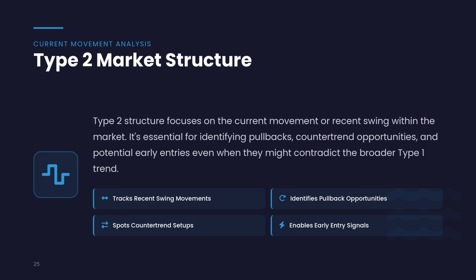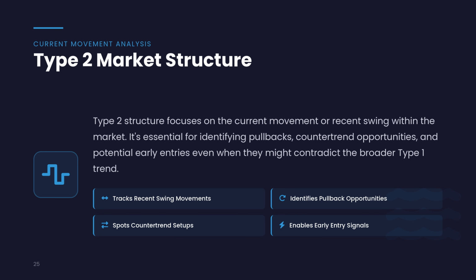Imagine Type 1 structure tells you the market is bullish overall. Excellent. So we want to look for buying opportunities. But here's the thing. Price doesn't just go straight up, does it? No, it moves in waves, in swings, with pullbacks and consolidations. Type 2 structure helps you identify these shorter-term movements within the larger trend. So, in a bullish Type 1 market, if on Type 2 price is making lower lows and lower highs temporarily, that's a bearish Type 2 structure.